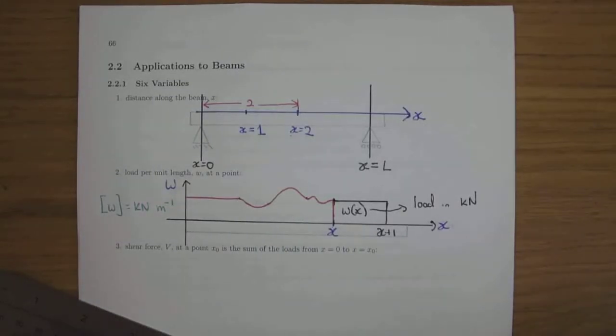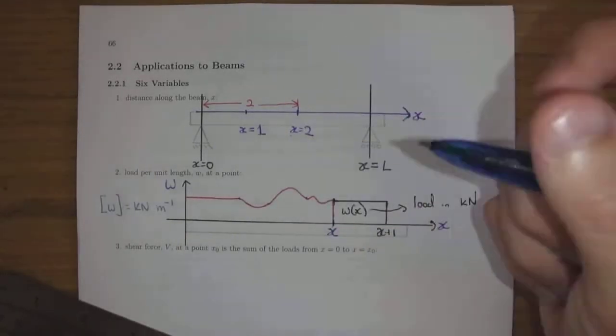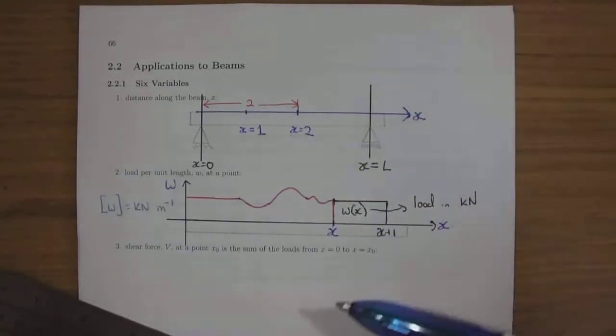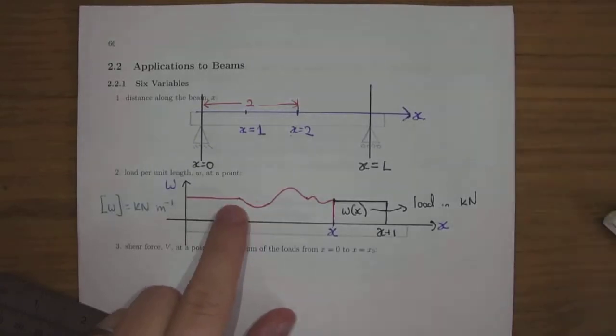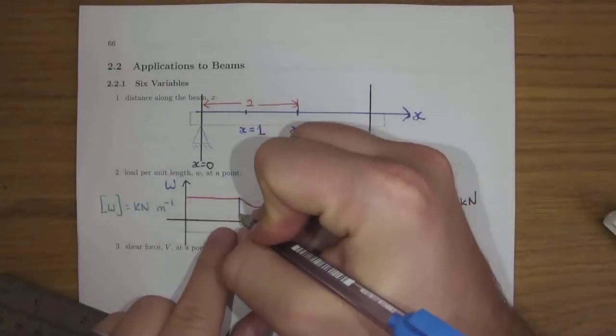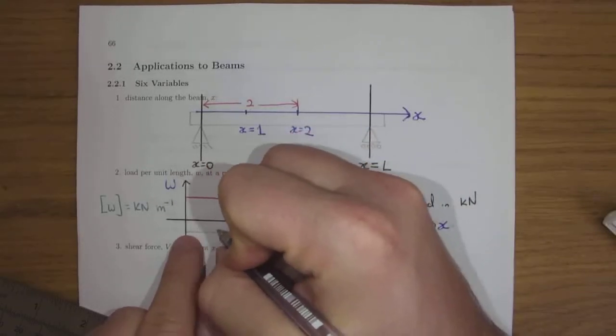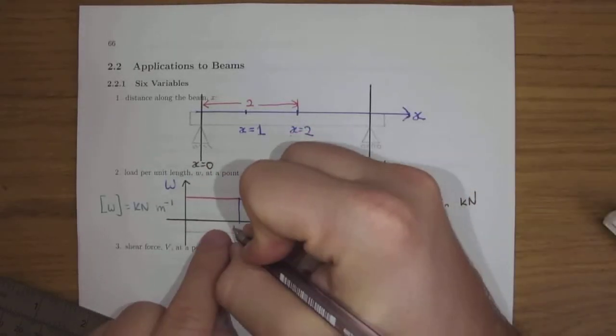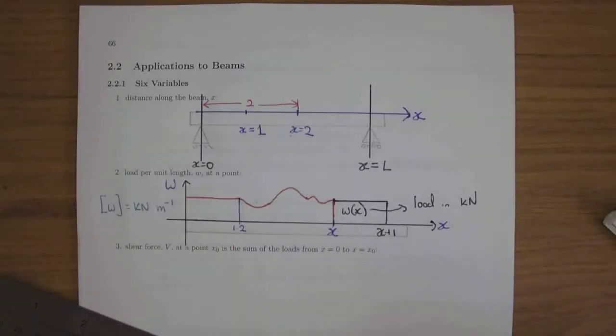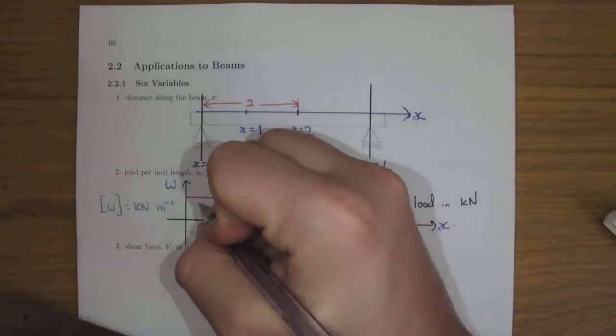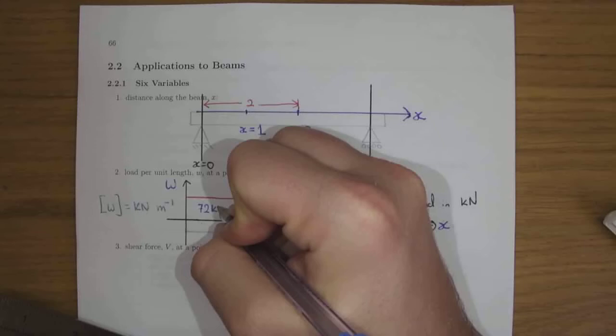UDLs are easy. Linear loads are a bit more complicated; we'll see what a linear load is. The point load is kind of weird, because with a point load we're imagining the width of it. So say for argument's sake this bit of UDL came to 1.2 meters, from x equal to 0, and say this was 72 kilonewtons.